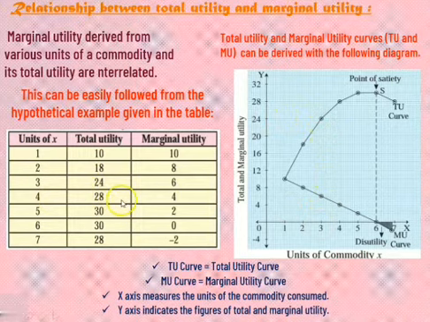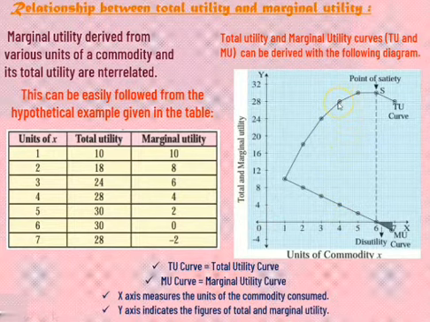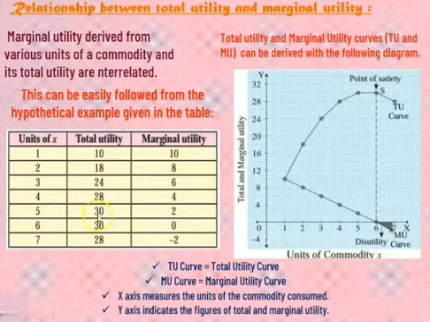The fourth unit TU becomes what here? 28. And therefore on the fourth unit, the TU becomes 28. So we have just put a dot over here. And on the fifth unit, our TU just turned into 30 here.